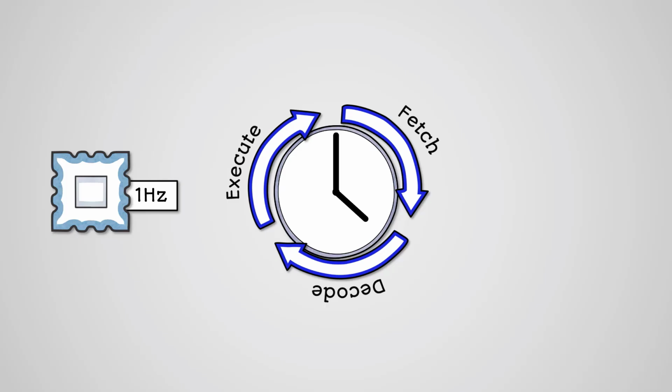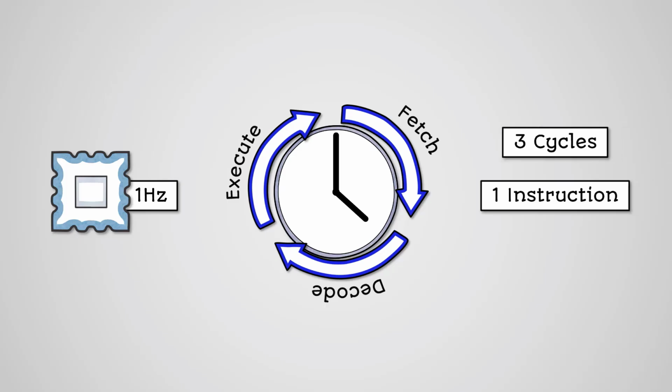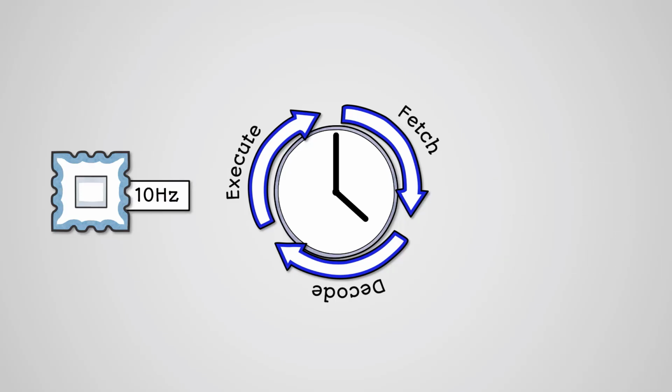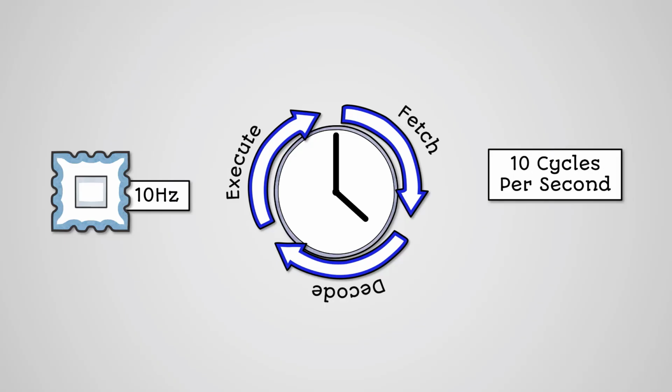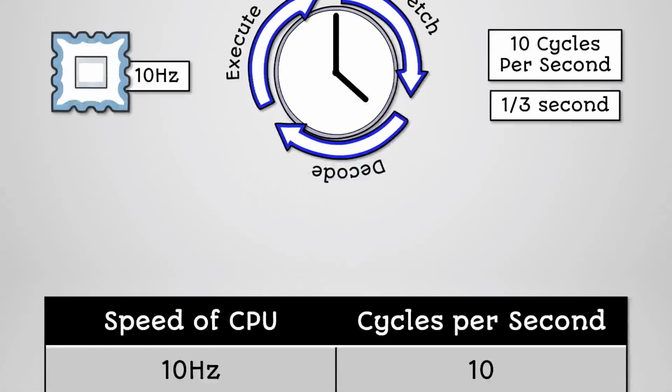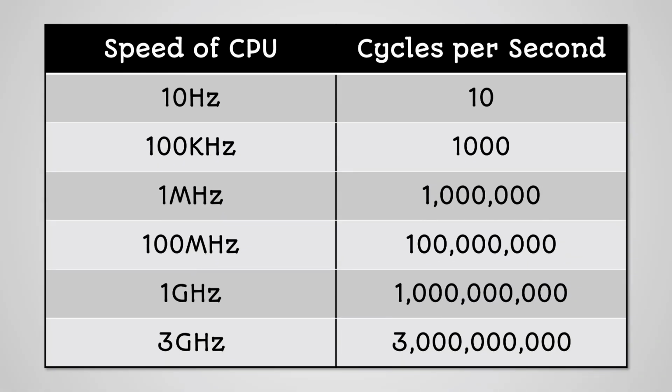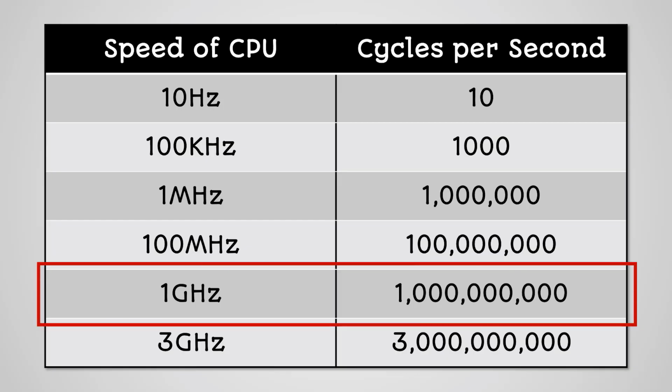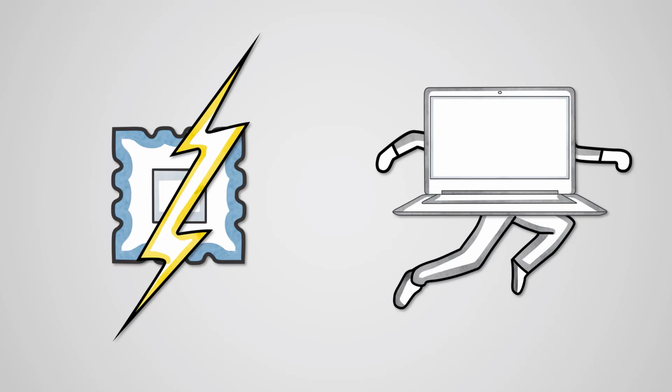So your computer would have taken 3 cycles to carry out 1 instruction, and since our processor is 1 Hz, this means it will take 3 seconds to complete the instruction. However, if your processor had a clock speed of 10 Hz, it could complete 10 cycles per second, and therefore could complete the 3 instructions in a third of a second. In actual fact, processors are much faster than this, usually in the gigahertz, which would complete 1 billion cycles per second. So you can see that having a faster processor means you can perform more instructions per second, and so this means your computer will be faster.